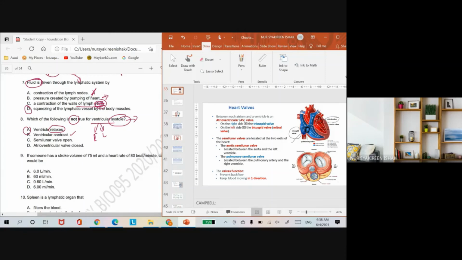So when the ventricle is contracting, obviously the contraction of the ventricle wants the blood to move out of the heart. So the blood that was in the right ventricle will enter into the pulmonary artery. So this is the pulmonary artery.